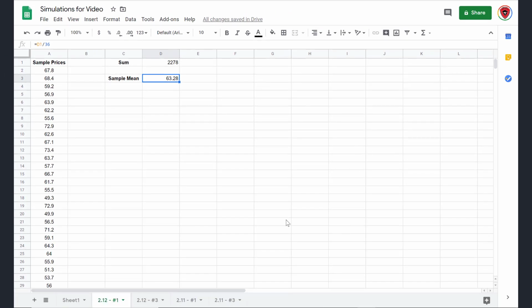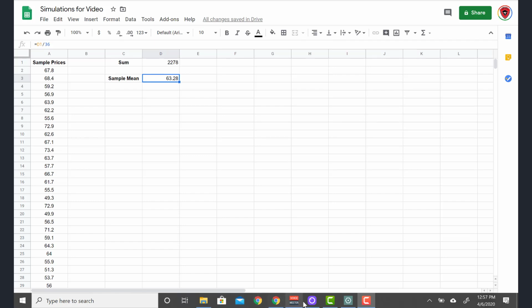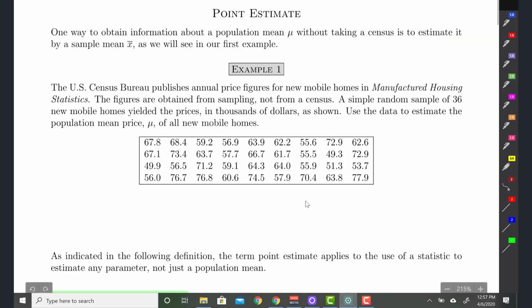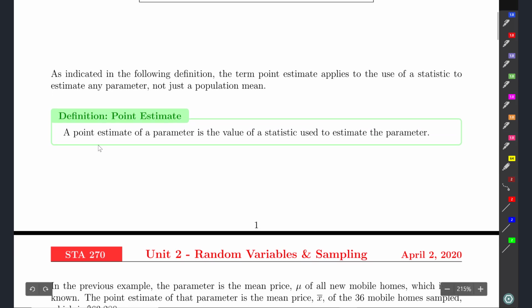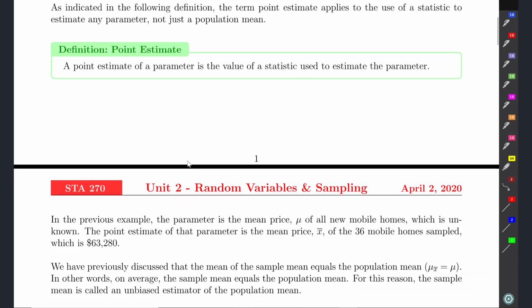Now this data that we're looking at is what we refer to in statistics as a point estimate. A point estimate, you can see the definition here in the green box, is a value of a statistic used to estimate the parameter. Remember, the parameter is the population value, statistic is a sample value. So we're using the statistic to estimate the parameter for the entire population.